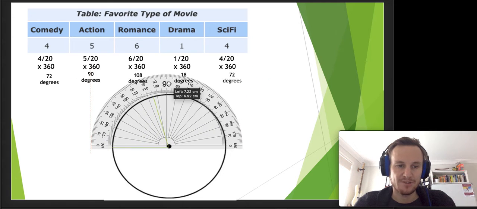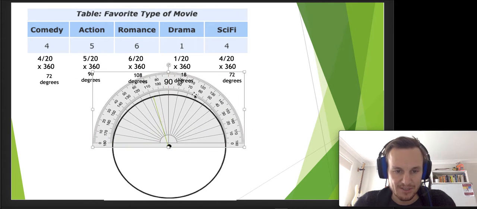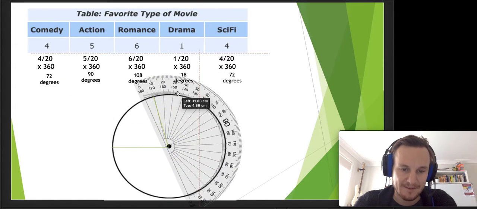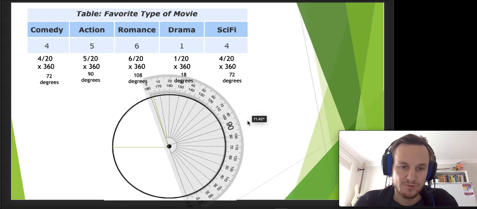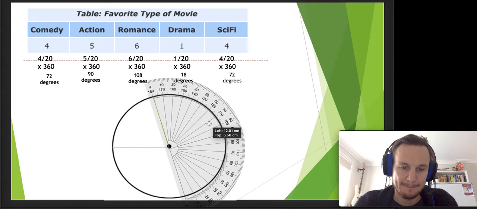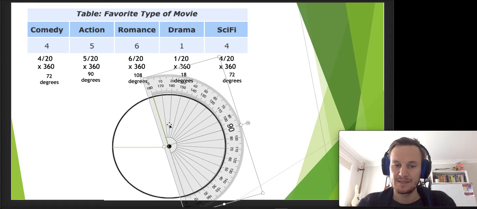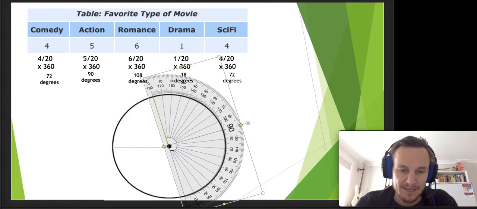Right, so now we're going to draw the next one. The next one is action, which is 90 degrees. So we're going to turn, watch, it's going to be hard with this. We're going to turn our protractor around so that now, sorry, that looks right. Okay, now this line here is now 0. And now we're going to measure out 90 degrees. Perfect, this should be easy because 90 is a really good solid number that's going to be easy to do.